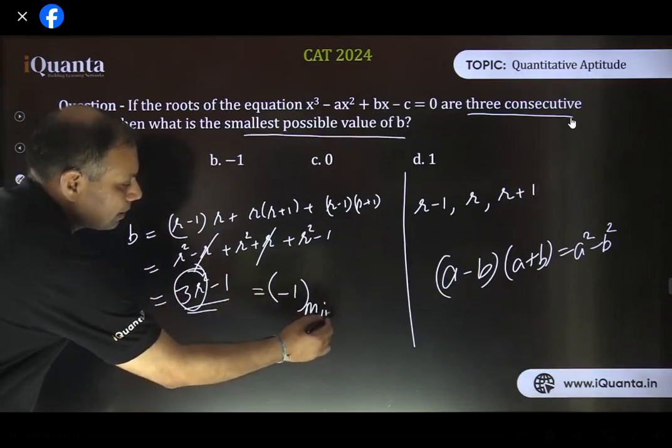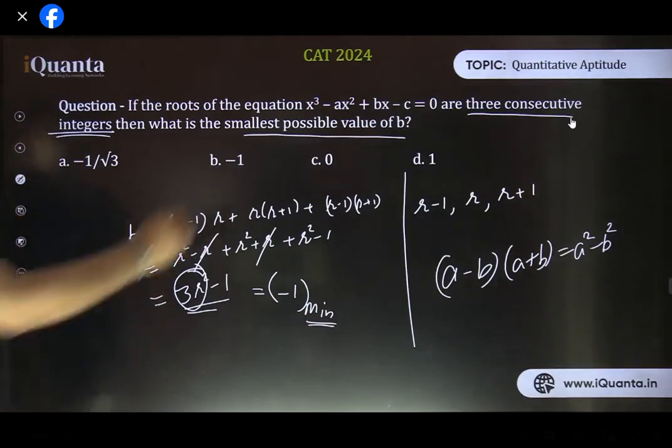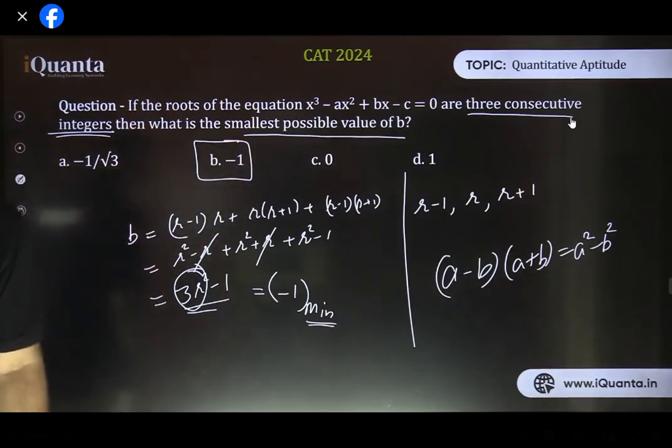This is the minimum possible value for b. So the answer is option B. That is correct. Okay?